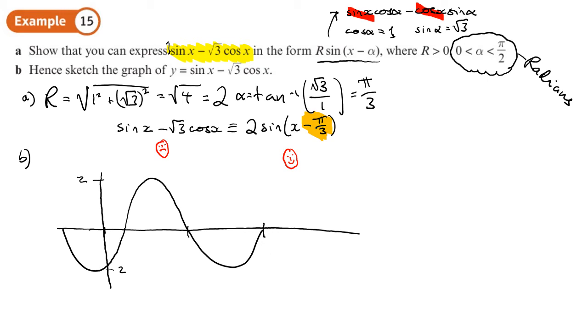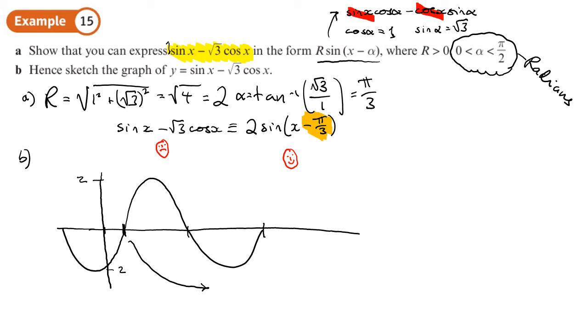It doesn't ask for what those values are, but it probably would be useful just to put some markers on there. There's our sketch. It goes up to 2, down to 2, and maybe at a later stage we can work out what these values are, where it crosses the axis. Maybe we'll do that now. Let's say I wanted to work out where it crossed the axis.